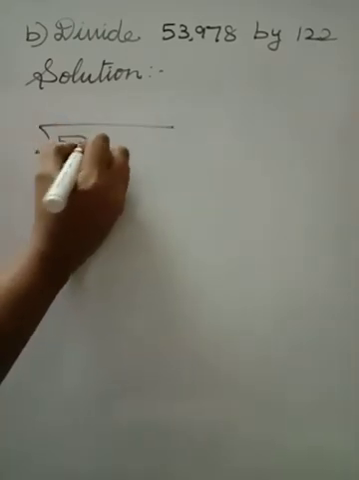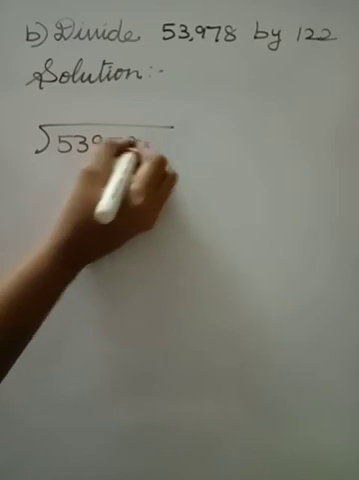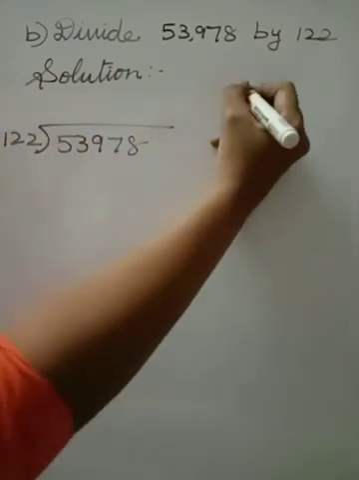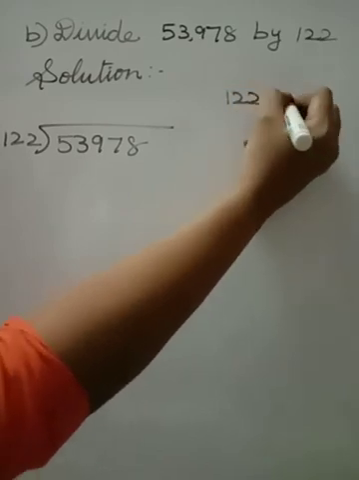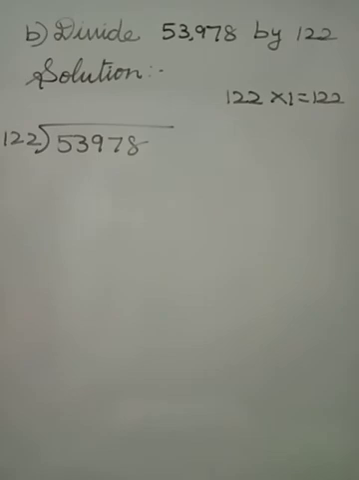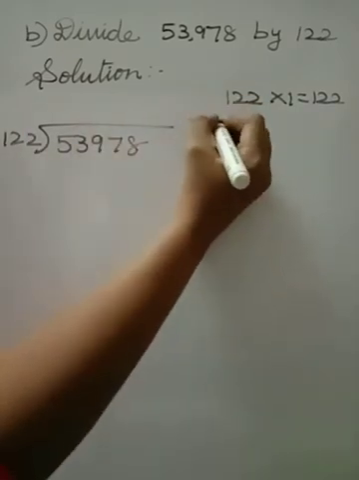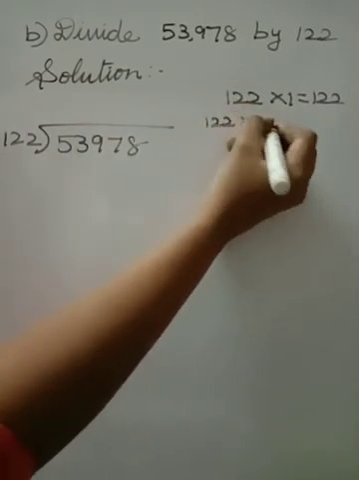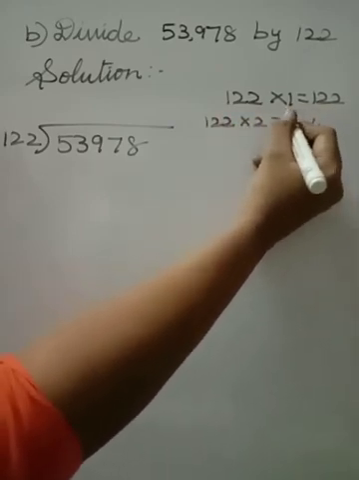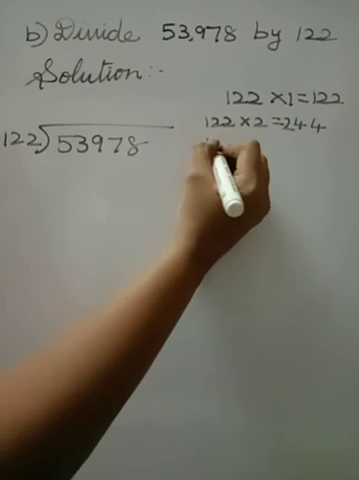It is 53,978 divided by 122. So shall we write the tables first? Yes. 122 into 1, you will get the same number, 122. Next, 122 into 2. 2 2s are 4, 2 2s are 4. 2 1s are 2.